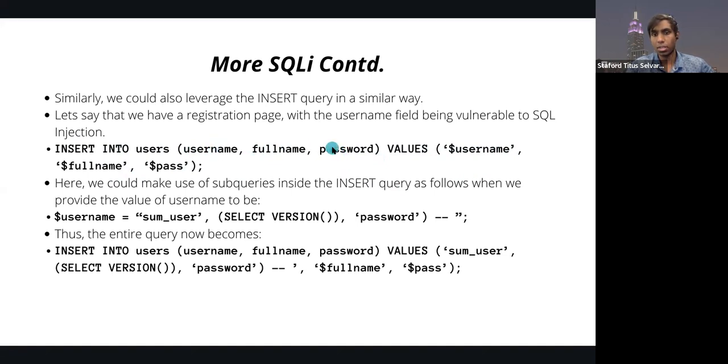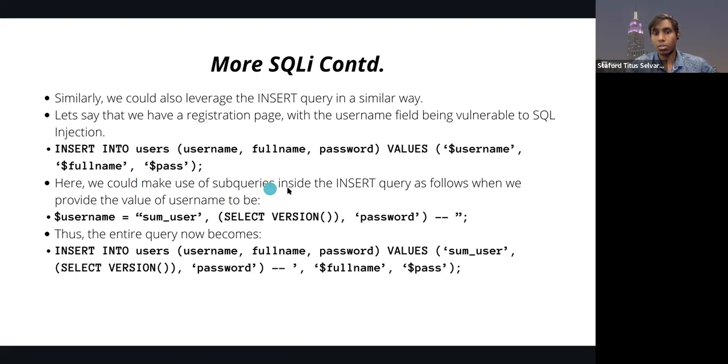If you're giving something in a sequential order over here, that's the same sequence you need to follow in the values as well. So in this query, we're just saying insert into users the username, full name, password. Similarly, for the values, we are passing the variables $username, $full name, and $password from the front end, right? We're taking it from the users and passing it here. So here we could make use of subqueries. Do you remember the subqueries that we talked about before that I said could be really useful later on? That's what's happening here.